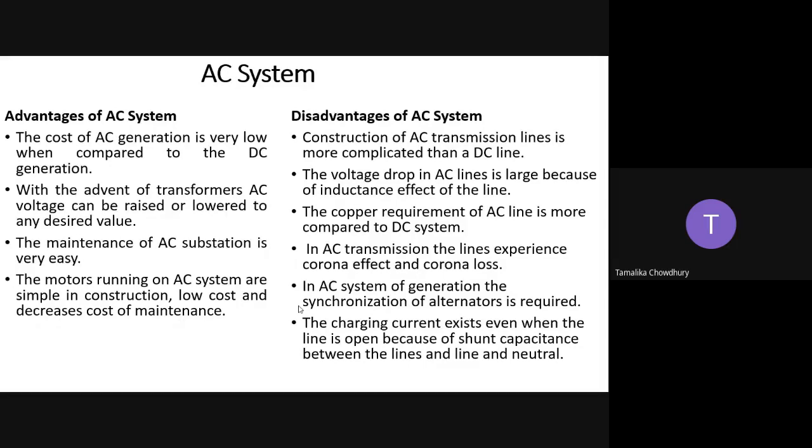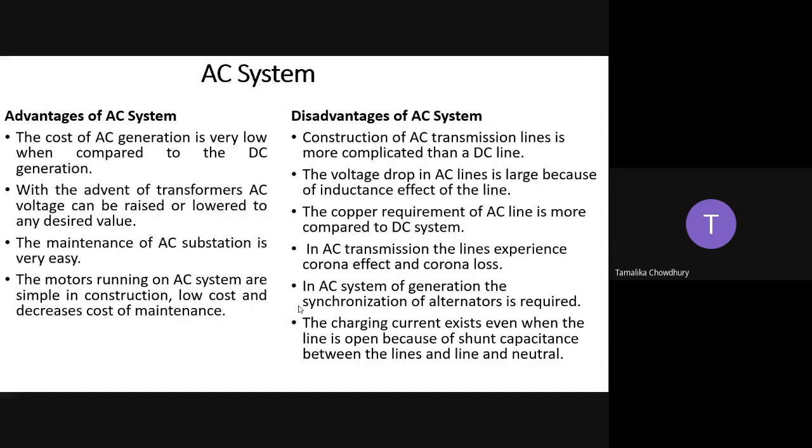The lines start behaving, suppose two lines or three lines are there, they start behaving as capacitors. Now, what do capacitors do? Capacitors store charge. Now, by storing charge, it continues in very long distances. What happens? Receiving end voltage becomes more than the sending end voltage. So that is another effect. I'll say that later. That effect comes into play, and that is called the charging current. So the charging current exists even when the line is open because of shunt capacitance between the lines and the line and neutral. So these are the disadvantage part.